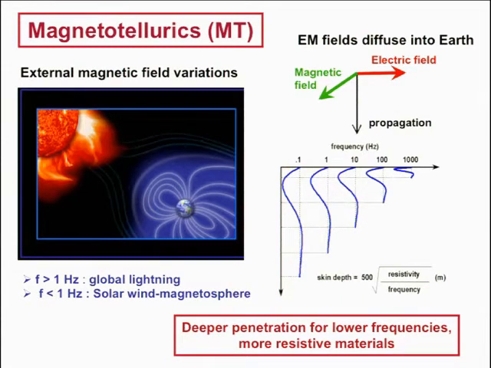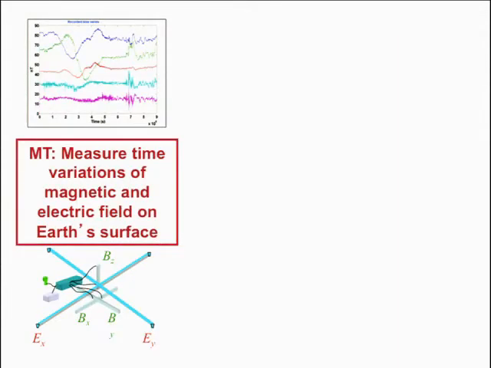So MT, very briefly: we use external magnetic field variations, which are caused by global lightning and solar wind magnetosphere interactions. And these induce electromagnetic fields in the Earth, which propagate into the Earth as a diffusive phenomenon. Deeper penetration happens for lower frequencies, shallower penetration for higher frequencies, and more resistive materials also allow deeper penetration. So that's MT in a nutshell.